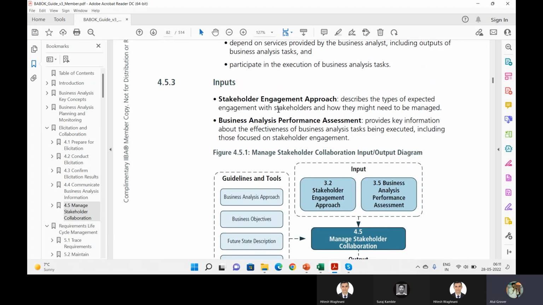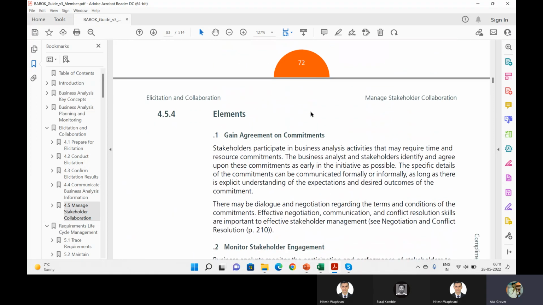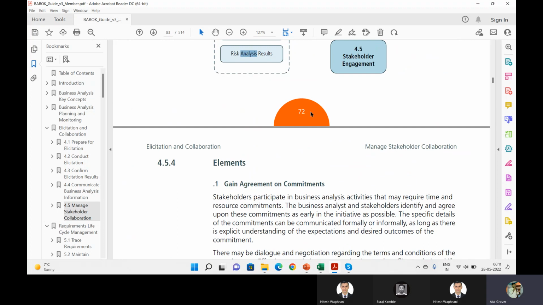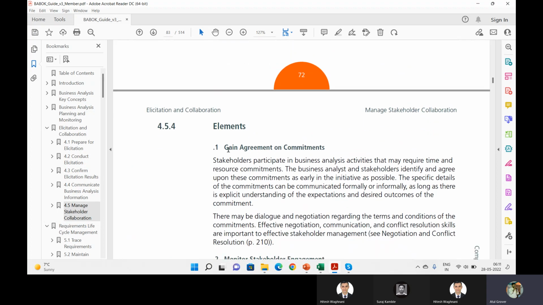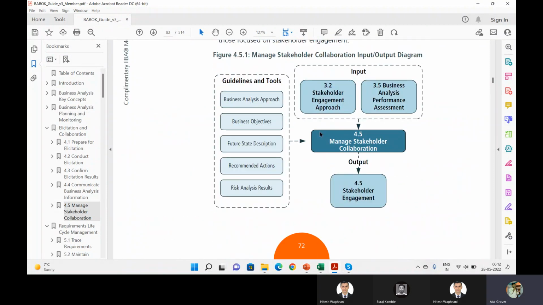Okay, so these two we already discussed a lot of time. I will go straight to the elements now. What element says here: gain agreements on the commitment. Stakeholders participate in the business analysis activity that may require time and resource commitments. The business analyst and the stakeholder identify and agree these commitments as early as possible.